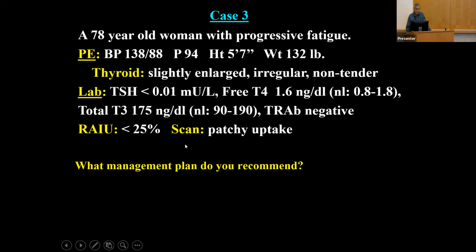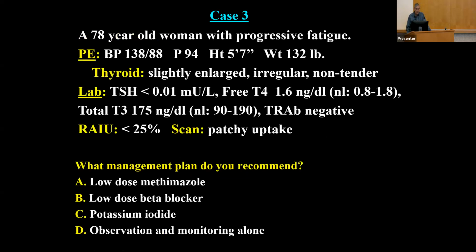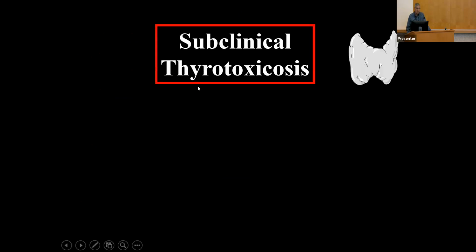So what management are we going to recommend for her? Low dose methimazole, low dose beta blocker, potassium iodide, or observation and monitoring. So this lady, I would recommend treating with low dose methimazole, 5 milligrams once a day. So let's talk about what subclinical thyrotoxicosis is.